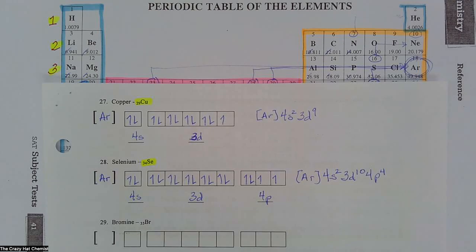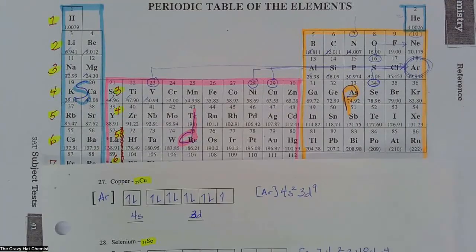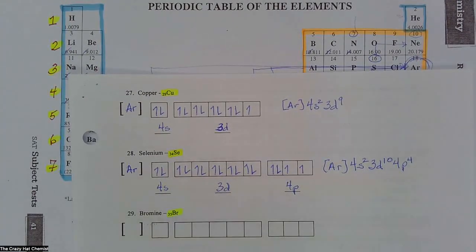All right, cool. Let's do the next element here, and that will be, which one? Here it is, right here. That is bromine, number 35.